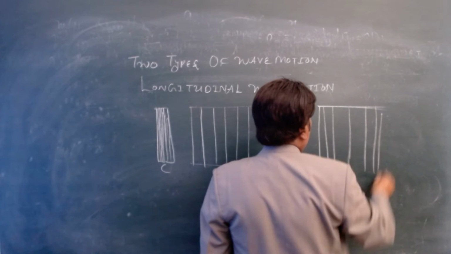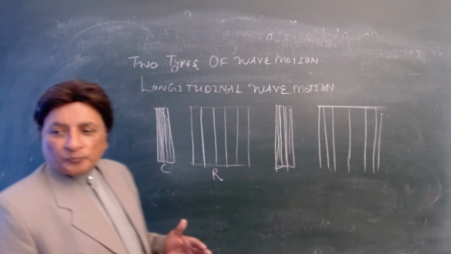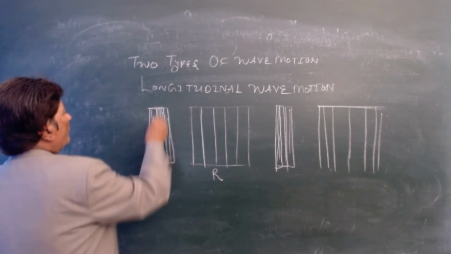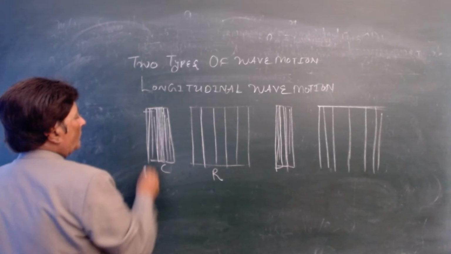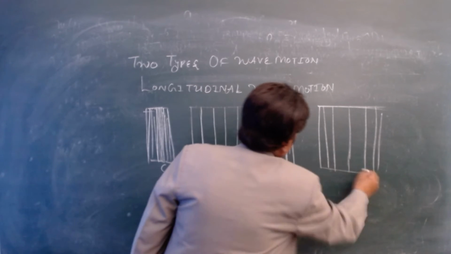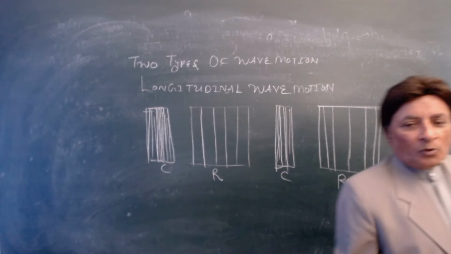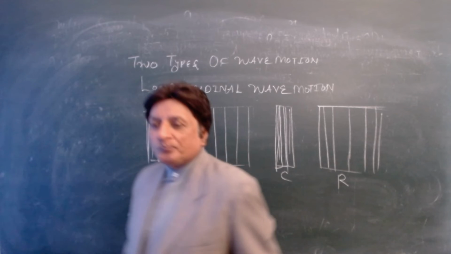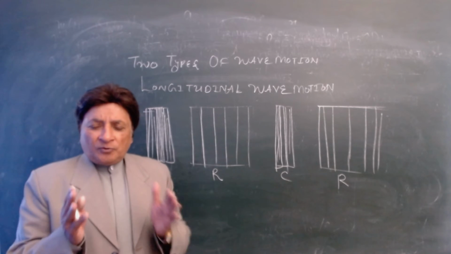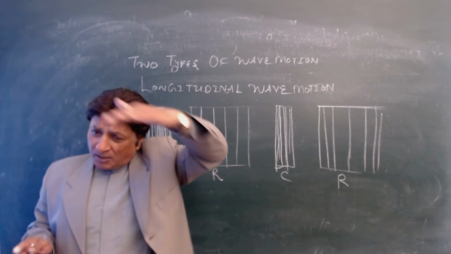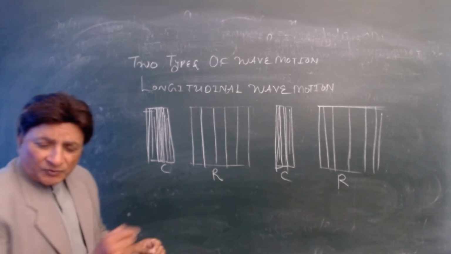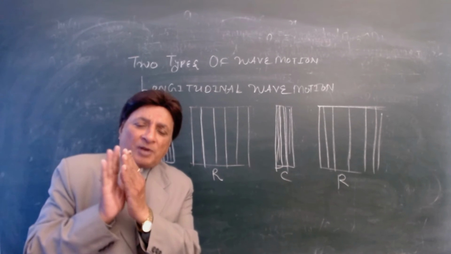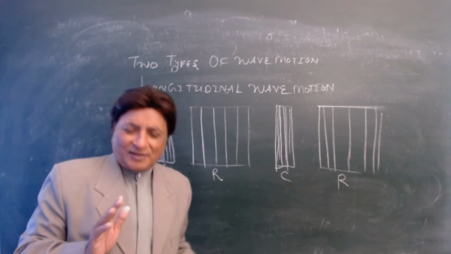So compression, then rarefaction, then compression, then rarefaction. This keeps on taking place. If you see sunlight coming into a room, you might have noticed dust particles. Those dust particles compress, then rarefy, compress, then rarefy, like that.